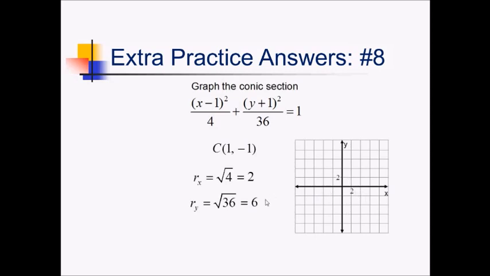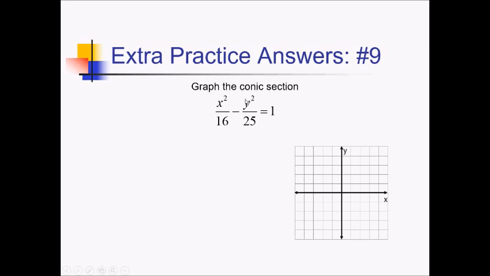So now let's draw all this out. We've got 1, negative 1 for the center. So over 1, down 1. And then I'm going left, right by 2. So 2 to the left, 2 to the right. And we're going up, down by 6. That's my y radius. So here is up 6. Let's see, there's 2, 4, 6 right there. And we're going down 2, 4, 6. There we go. And now connect that to make an ellipse.